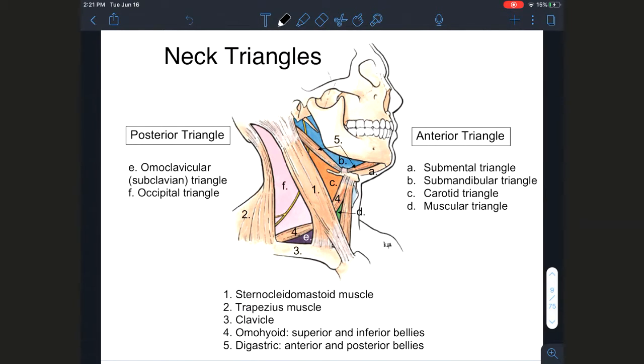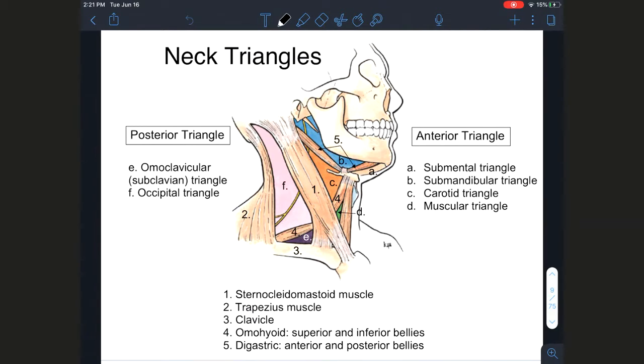Sorry, I was looking at number 4, number 5, sorry. The one in the front, like on the tip of the chin, I guess, is anterior, and then the one to the back, obviously, is posterior. Sorry, I was looking at omohyoid, not the digastric. You're good.